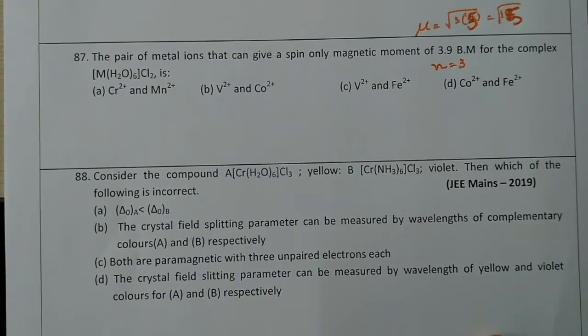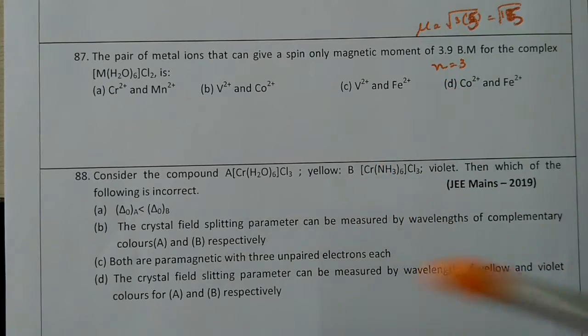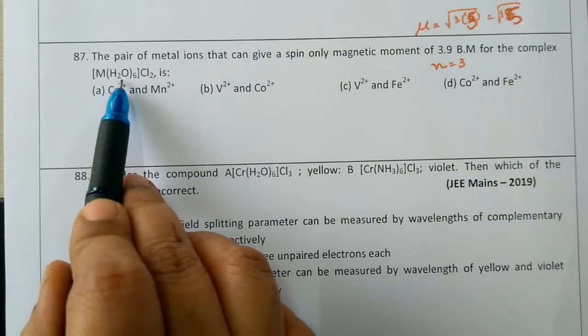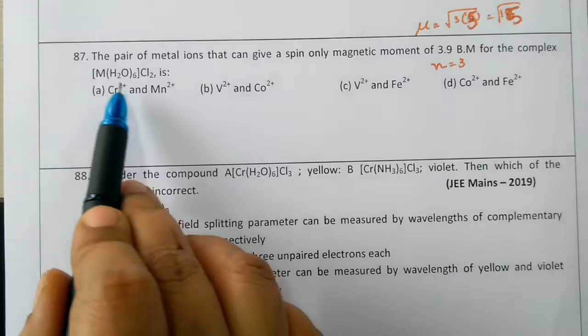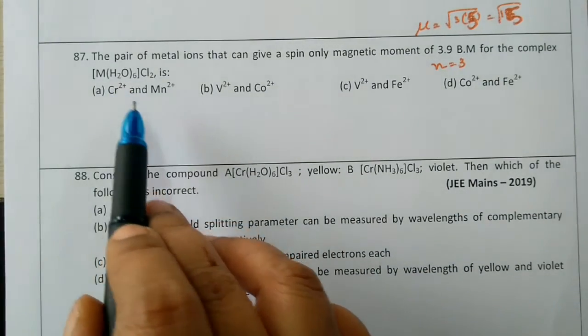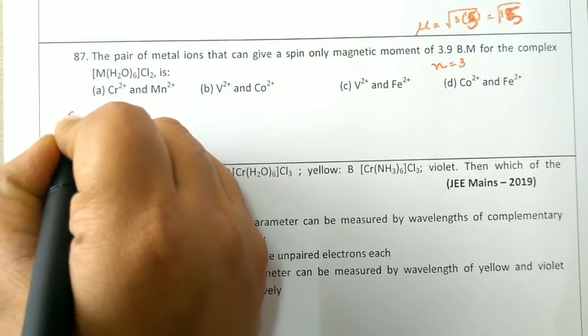The pair of metal ions which give the spin only magnetic moment: whichever pair has the number of unpaired electrons as 3 will give rise to the same spin only magnetic moment. So we shall check the first one, that is chromium and manganese. In the chromium complex, you can observe all are weak field, H2O six times. That means it is a weak field, so it only depends on the electronic configuration and no pairing takes place.